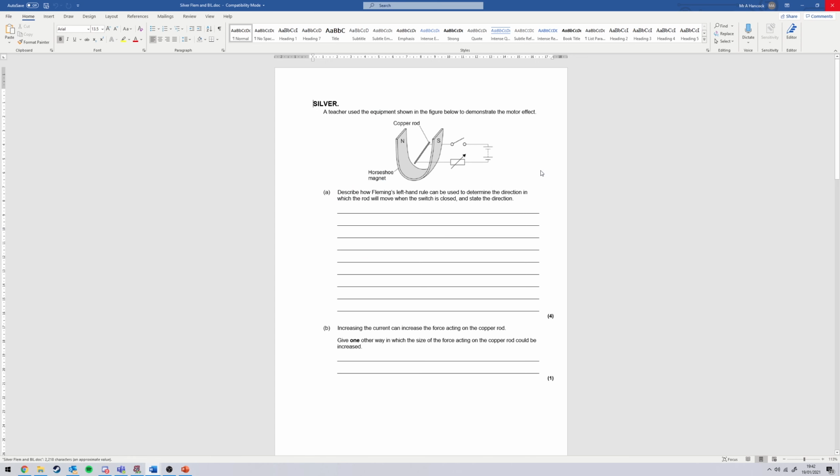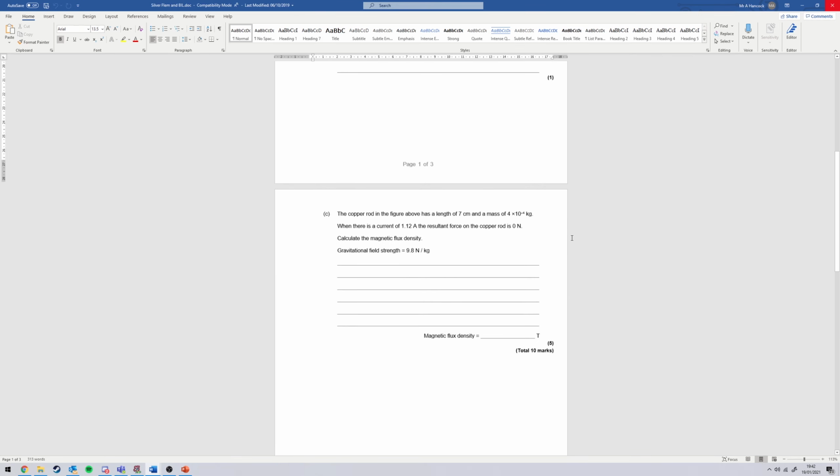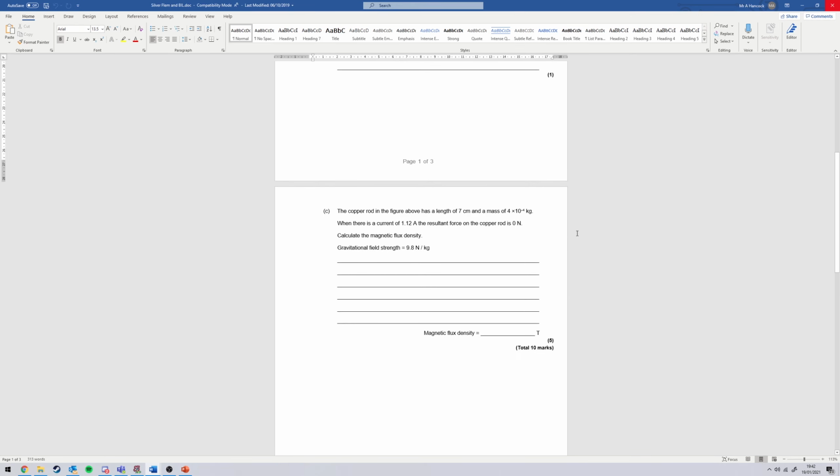The silver one is where we've got a BIl question. You've got to describe Fleming's left-hand rule. Go back to last lesson. Make sure you say what each finger means and which direction it has to point. Then you've got an actual calculation down here.